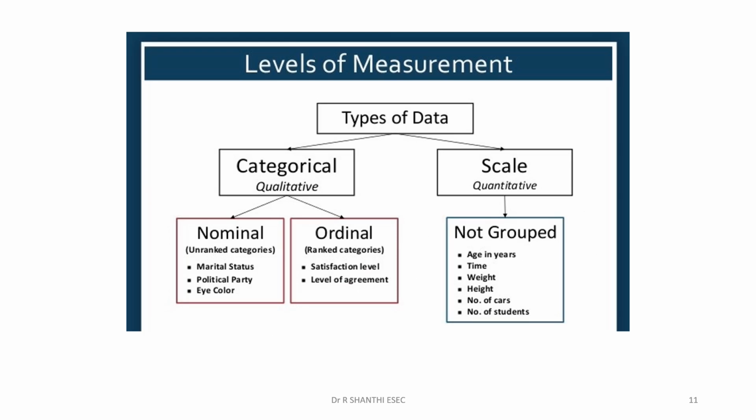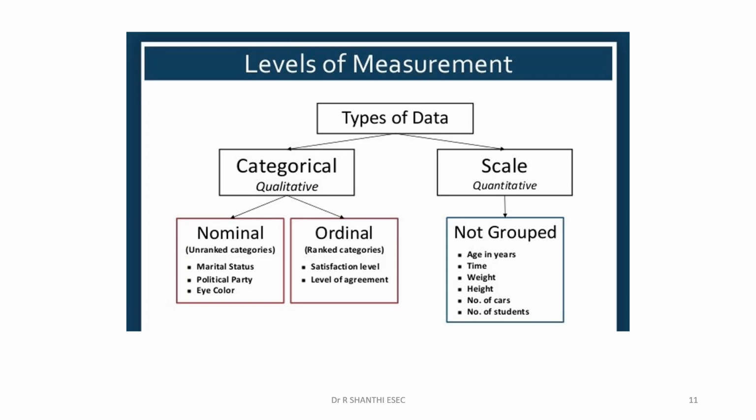Next, let us proceed. Here is given nominal, for example, marital status. In marital status, for male you will give 1, for female you will code as 2. Eye color, if it is black color 1, blue color 2, brown color 3. So it doesn't make any sense. It is not ranked, but we are giving some names, some codes to the names. Ordered: here satisfaction level, high level, low level, medium level, like that.